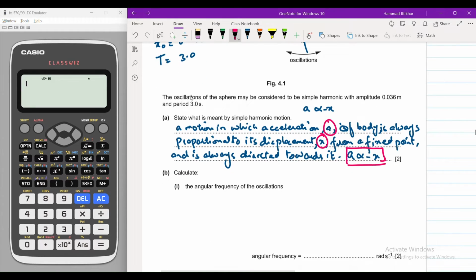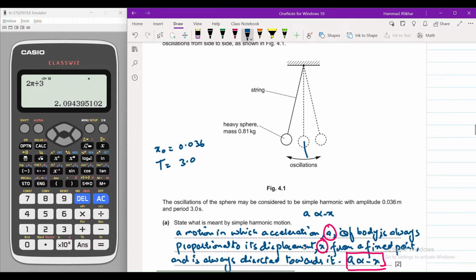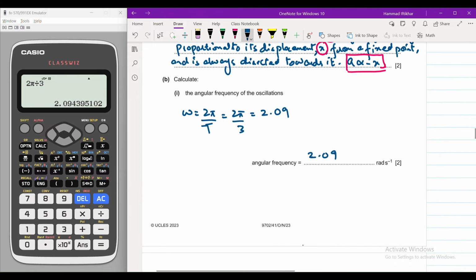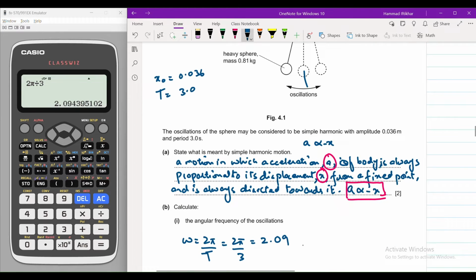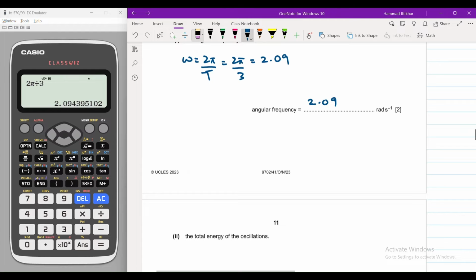Calculate the angular frequency of oscillations. So angular frequency omega is 2 pi over T, or 2 pi f. So that's 2 pi over 3. 2 pi divided by 3 is 2.09 radians per second. Since we have two significant figures, let's just use 2.1.